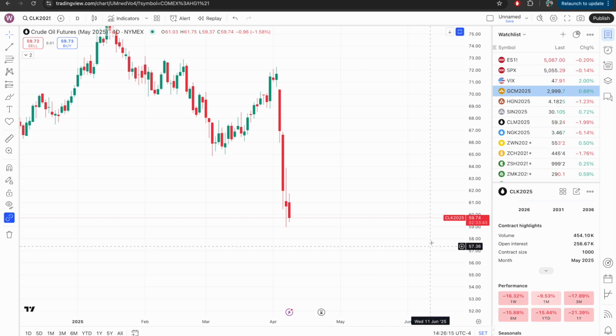So if you buy one contract and the price goes up $1, you make $1,000. So it's 1,000 to 1 leverage, I guess, in a way you can call it. But this is the multiplier.